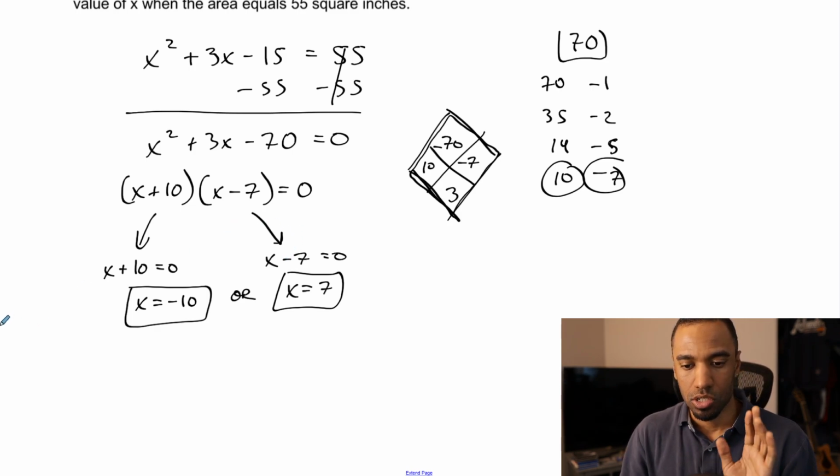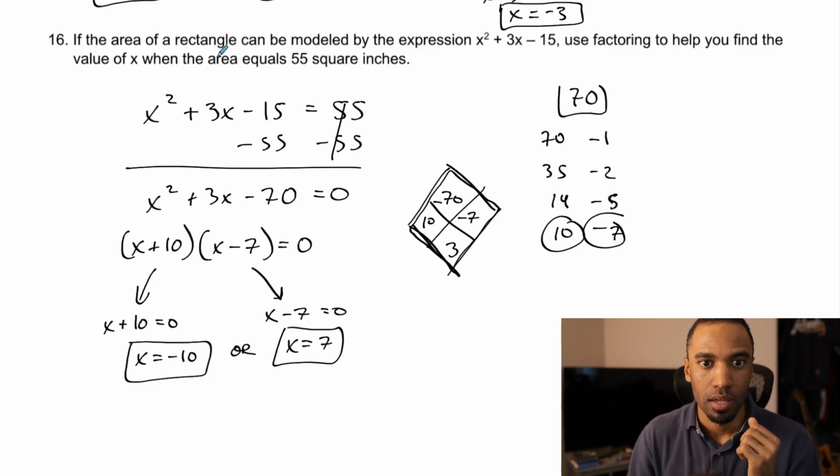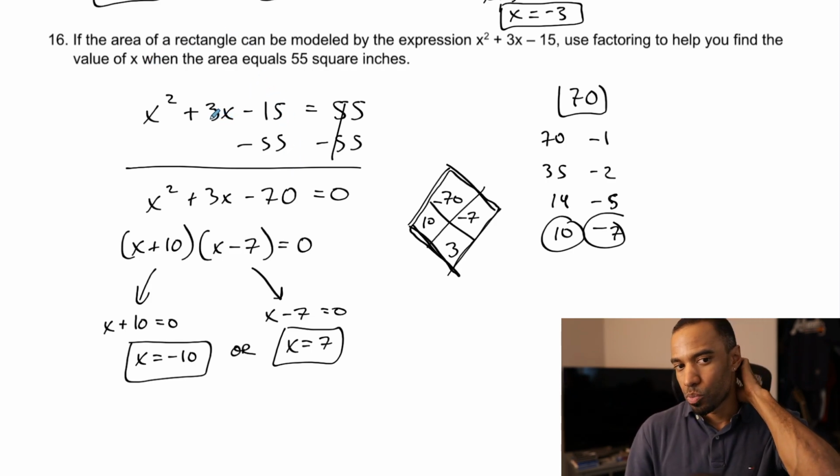Now here's the thing. This is a word problem. This talks about a physical object. Area of a rectangle can be modeled by this, and so on, to help use factoring to help you find the area when the area equals 55. You know, I'm at pause with myself again.